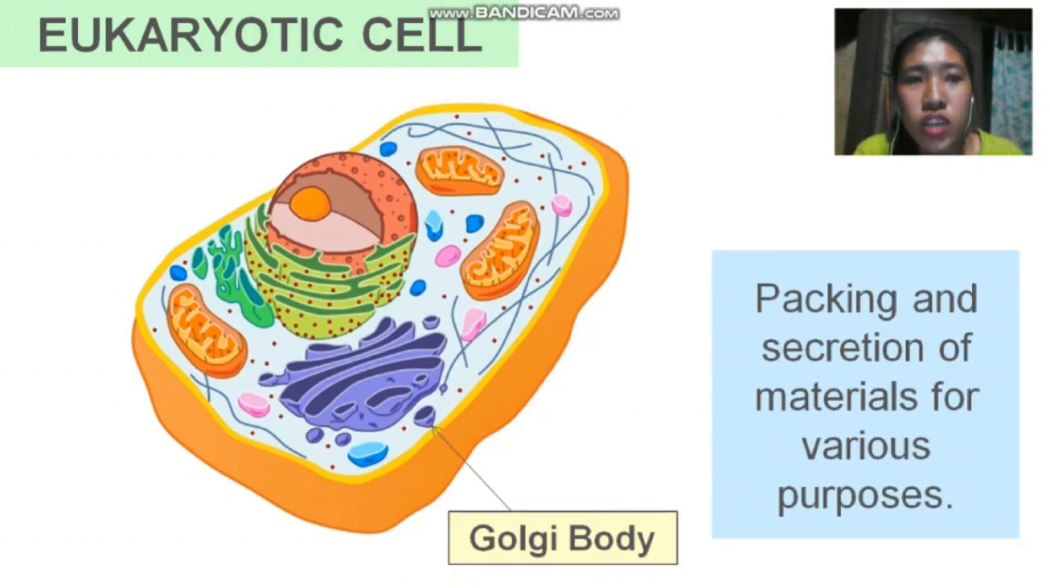Remember, the Golgi body is one of the important parts of eukaryotes since its job is to process and bundle macromolecules like proteins and lipids as they are synthesized within the cell.